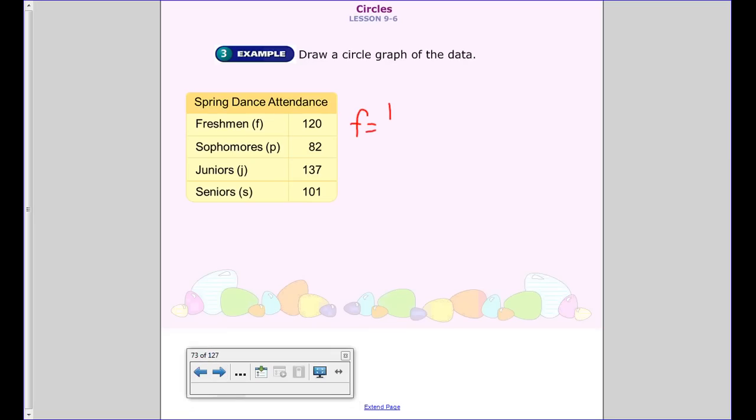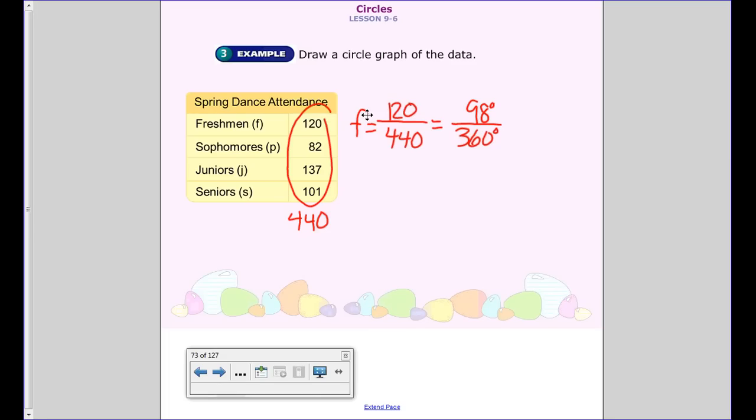So freshmen, we know 120 out of, well, they don't give us the total. So first thing I have to do is find out how many actually paid by adding all that up. And I get 440 students. And then again, it's always out of 360 degrees. So I go ahead and do that, 360 times 120 divided by 440. And I find it's about 98 degrees. Here it was actually 98 and 1/10, but we're going to round them.